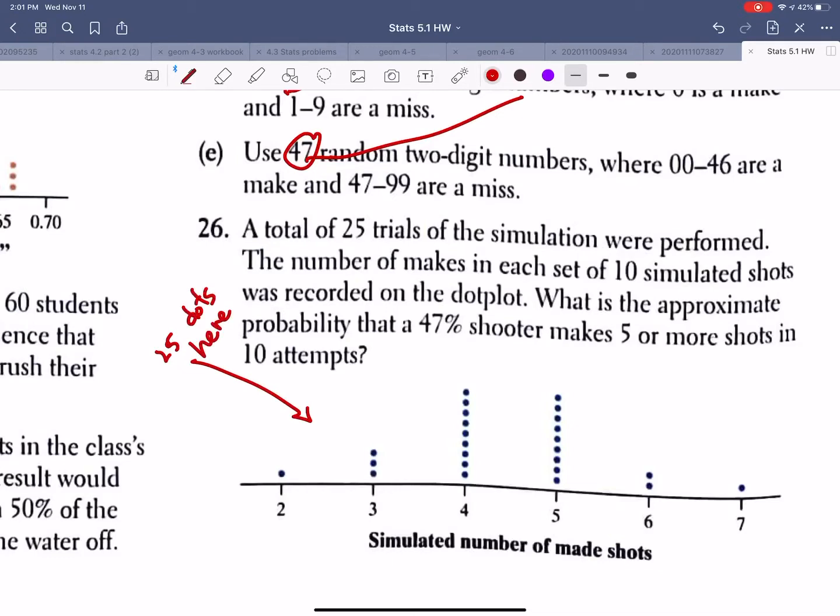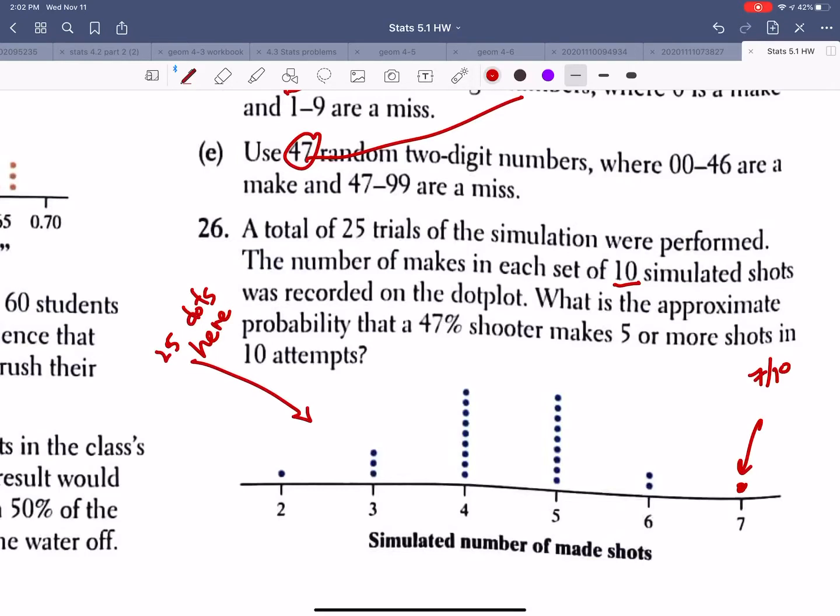And each one was a simulation, so you could think of that as each student. There were 25 students in class, ran the simulation, and a set of 10 shots taken. So this would be a student who ran a simulation whereby they took 10 shots and 7 of the 10 were made in that single simulation.